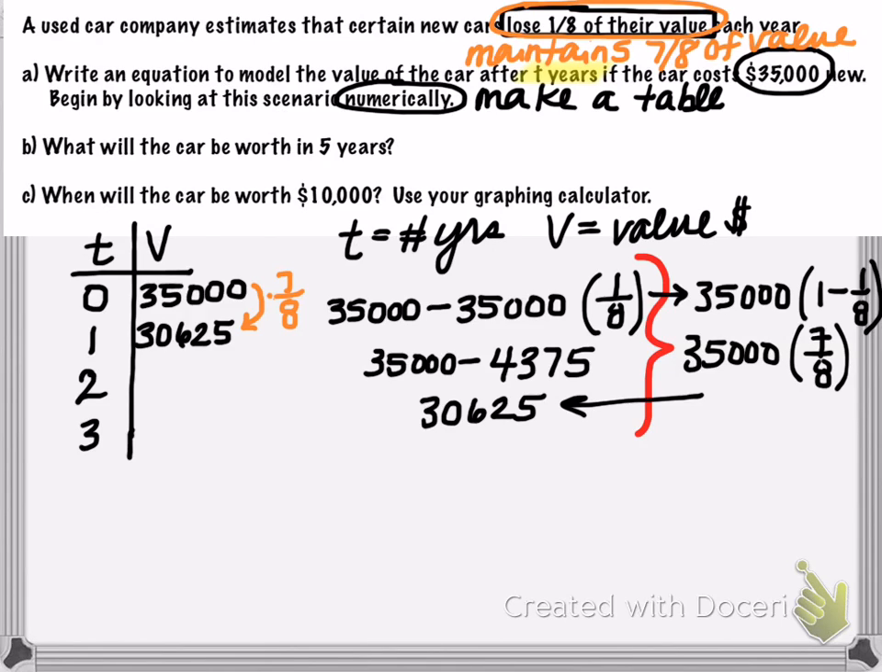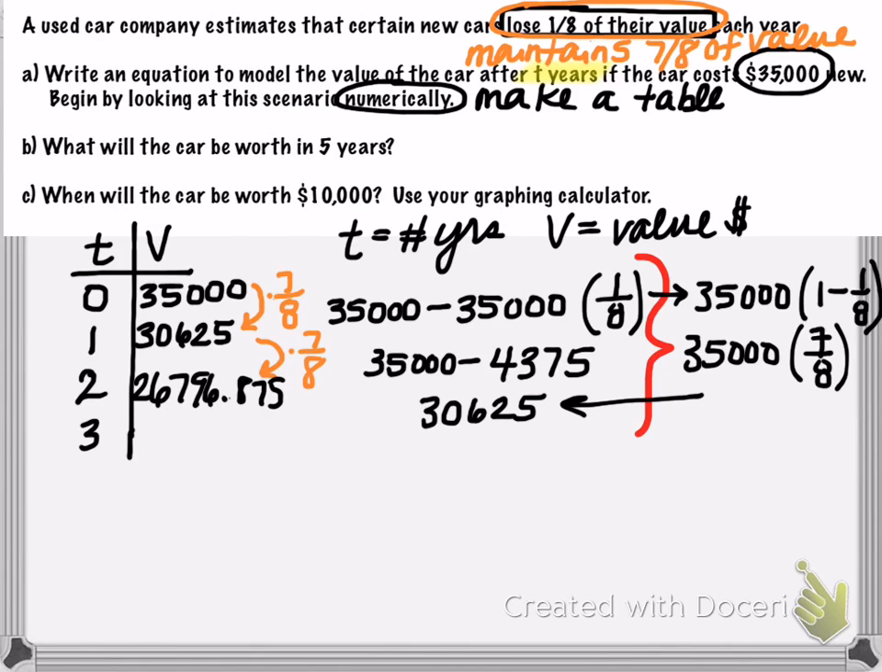So now if we do the same thing and we take our previous entry of 30,625 and multiply by 7/8, now you can get the value of the car after 2 years, which would be, it looks like, 26,796.875, or in other words, 88 cents. And then you could do it again to figure out the value after 3 years.